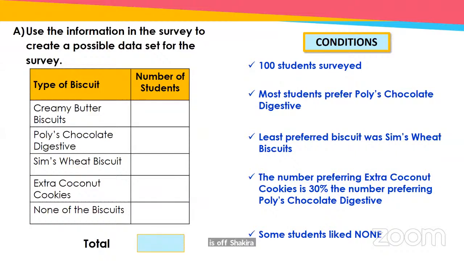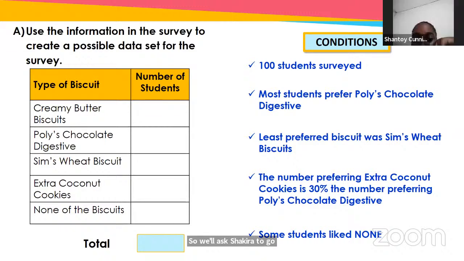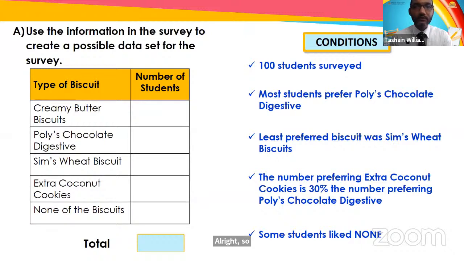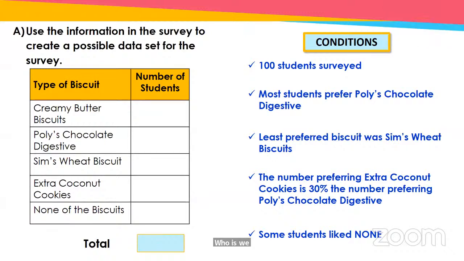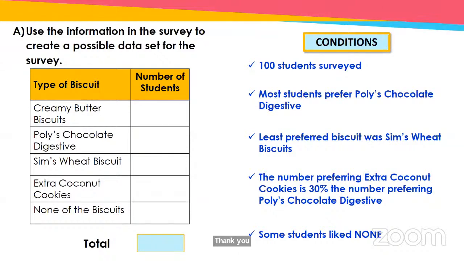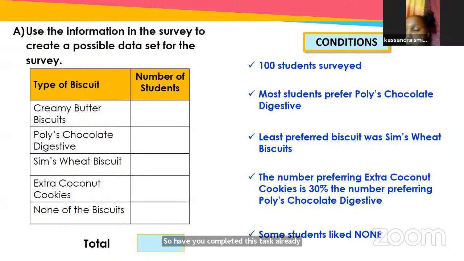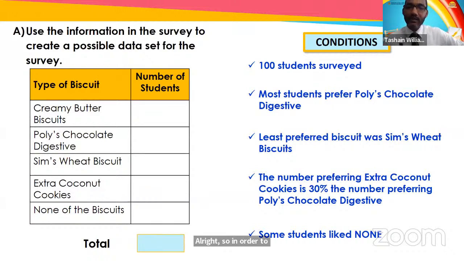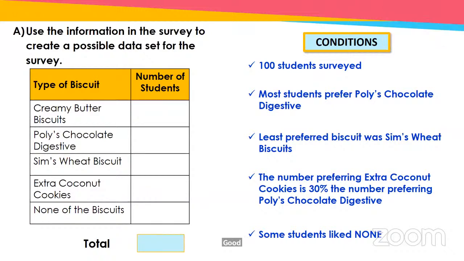Shakira, Riley's hand is up. So we'll ask Shakira to go ahead. Who's speaking? There's also Kassan. Cassandra Smith. Cassandra? Me, sir. All right, Cassandra, I need your background to be as quiet as you can. Have you completed this task already? Yes, sir. All right. In order to complete this task, what did you do first? Do you remember what you did first?